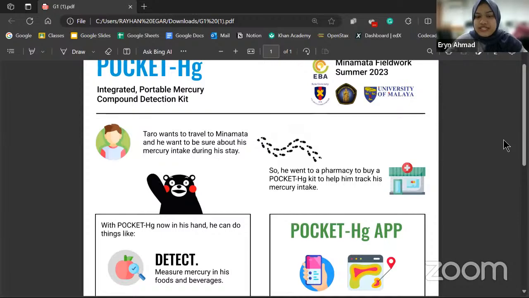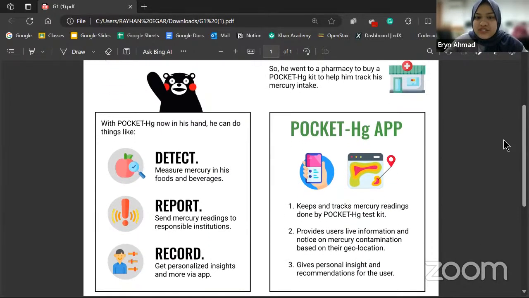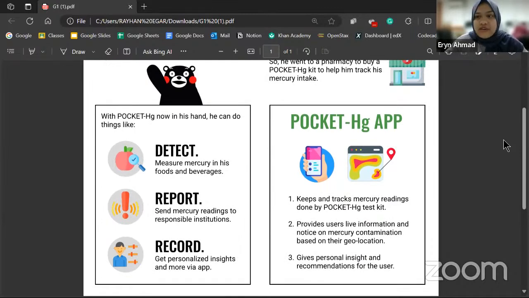Then when you use it, you can actually track the presence of mercury in your food intake, in your beverages, or in any of your meals. We are focusing on 3 parts: after detecting the presence, we are going to report the mercury readings through the phones or the application. And then of course the third one is that we want to record for our own self-keeping, so we can actually monitor how much mercury intake we have throughout our meals. So I will pass to the prototype, to one of my group members, Edgar.